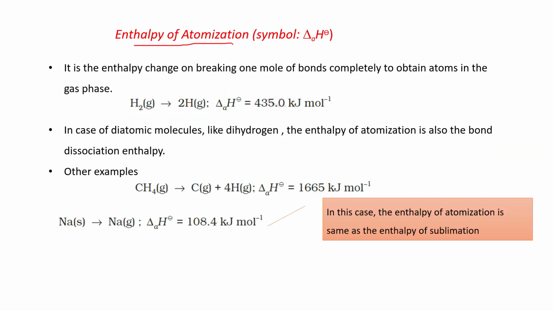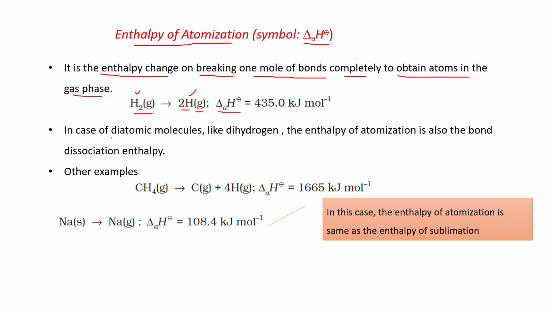Now, enthalpy of atomization is represented like this. It is the enthalpy change on breaking 1 mole of bonds completely to obtain atoms in the gas phase. Like H2 gas converting into 2H gas, that is, the hydrogen gas molecule. The H2 molecule from the gas phase will decompose into hydrogen atoms, and whatever heat we are supplying in this case is known as the enthalpy of atomization. Again, this is an endothermic process.